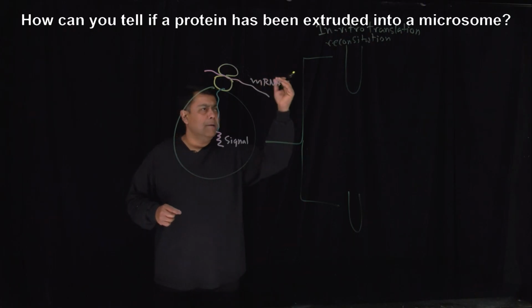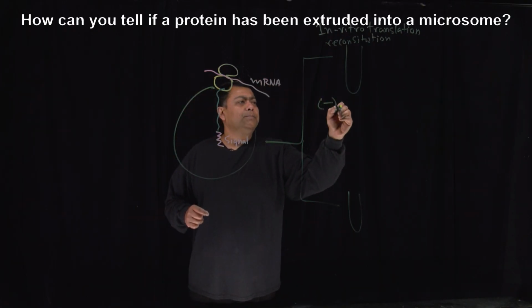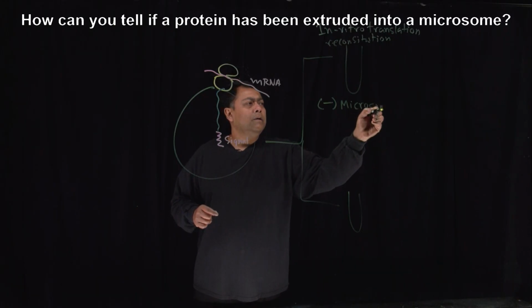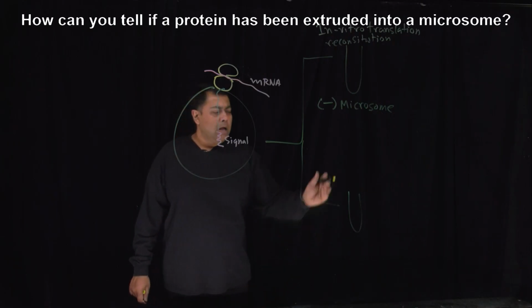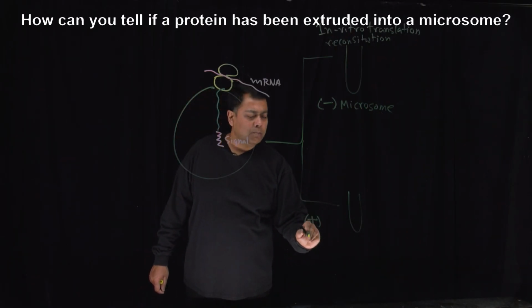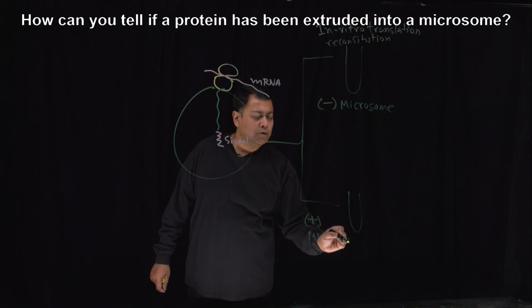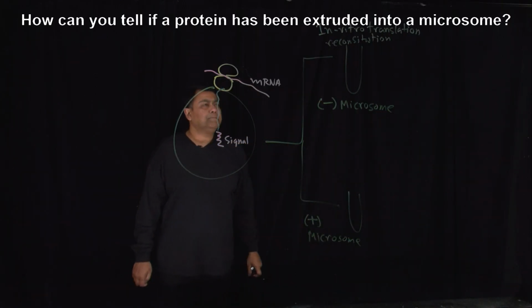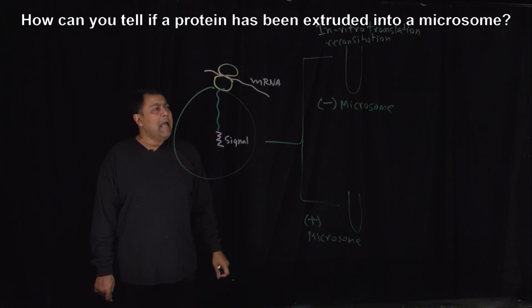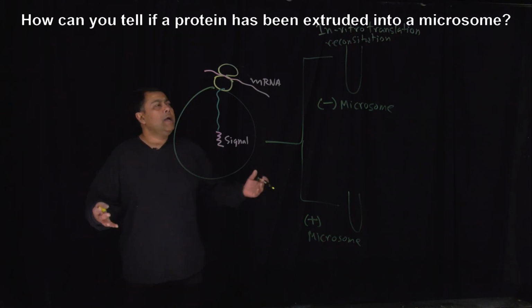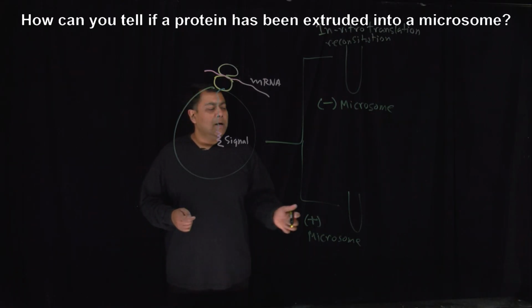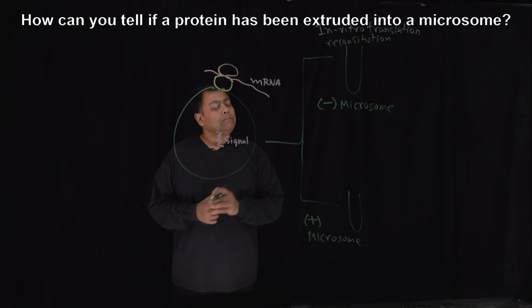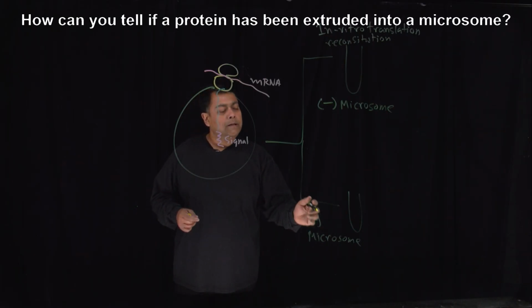You add all the material in the test tube, and you take two different test tubes. One is minus microsome, which means you do not add any microsome to that mixture. The other is plus microsome, which means you add the microsome to the mixture and let the experiment happen. And in the Gunther-Blobel experiment, we have seen that the plus microsome has a smaller size of the protein.